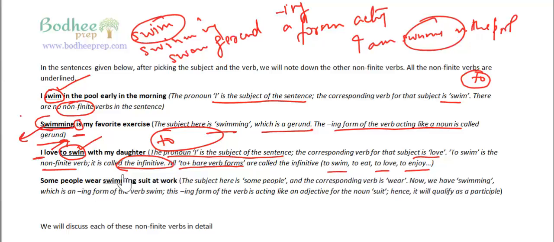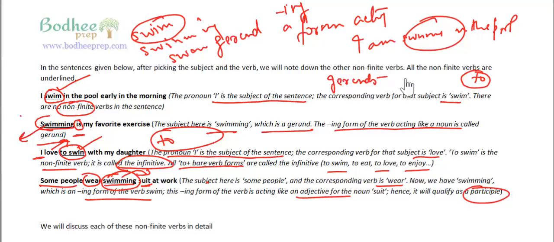Some people wear swimming suit at work, right? What kind of suit? Swimming suit. The subject here is some people, and the verb is wear. Right? The subject here is some people and the corresponding verb is wear. Now we have swimming, which is an ing form of the verb. This ing form of the verb is acting like an adjective. Why adjective? Because it is modifying the noun suit, right? So this word swimming is modifying the noun suit and therefore it is acting like an adjective, and it will qualify as a participle. Participles are nothing but the ones that act like adjectives. So gerunds, they act like nouns.